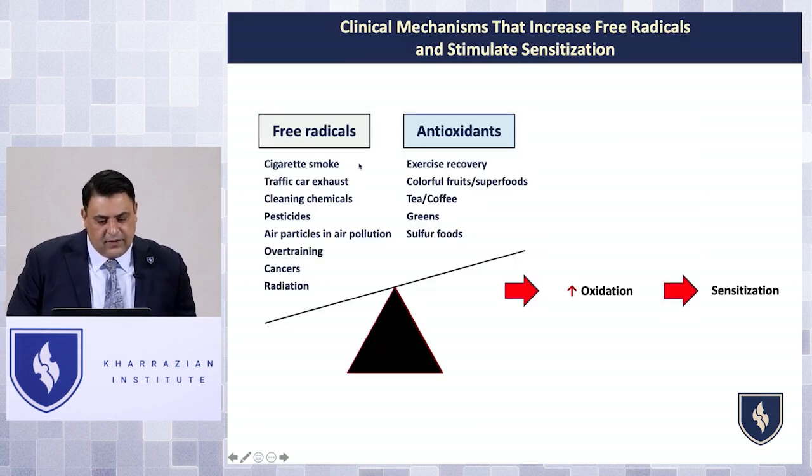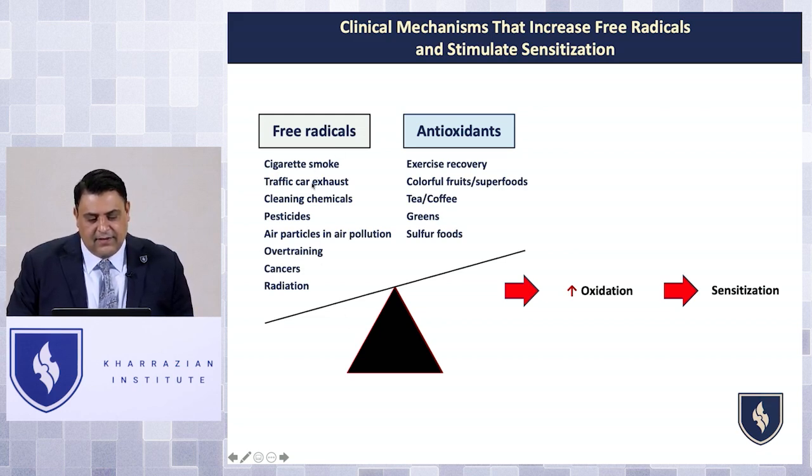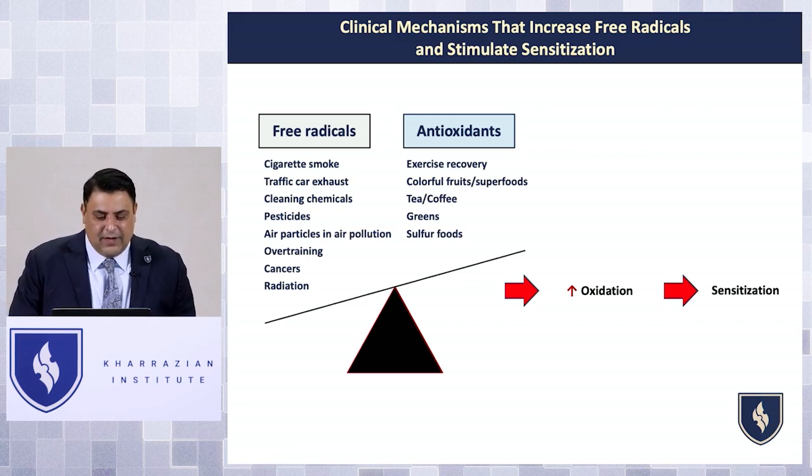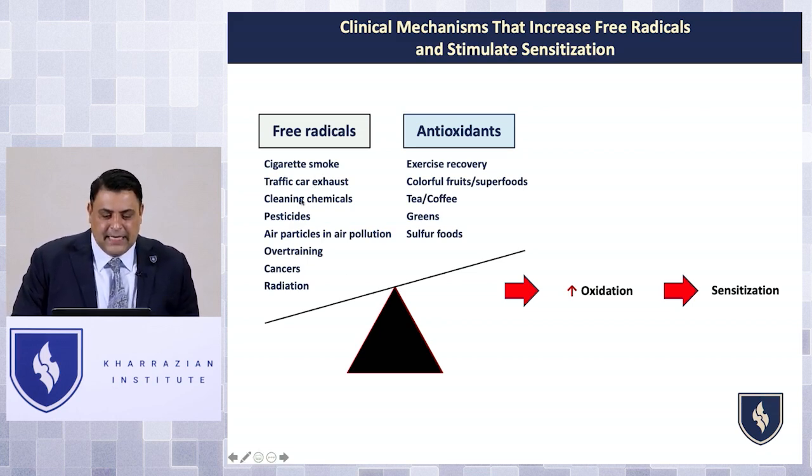So things like cigarette smoke, traffic car exhaust, cleaning chemicals, pesticides, air particles and air pollution, overtraining, cancer, radiation, all increase free radicals. So just being stuck in traffic and inhaling car exhaust is going to be a huge source of free radicals, right? Cleaning agents can be a huge source of free radicals. Air pollution can be a huge source of free radicals.